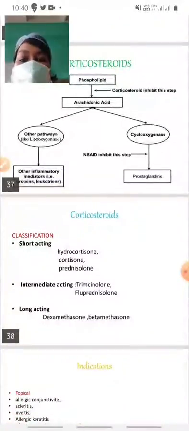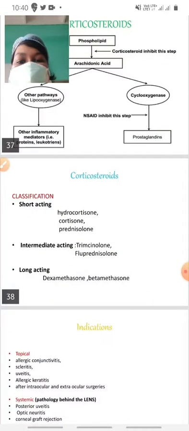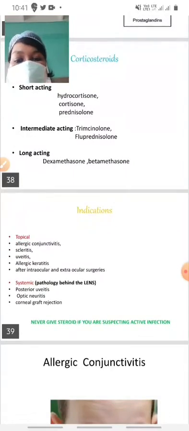The corticosteroids can either be short acting, intermediate acting and long acting. In the short acting ones, we have hydrocortisone, cortisone and prednisolone. This prednisolone is widely used in the form of eye drops or tablets also. In the intermediate acting, we have triamcinolone and fluprednisolone. And in the long acting, we have dexamethasone and betamethasone. These are normally given in the form of injections in the eye.